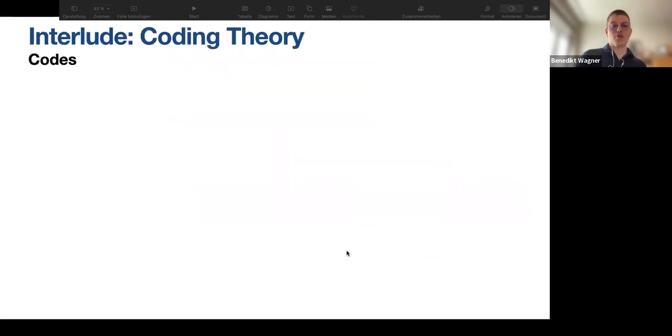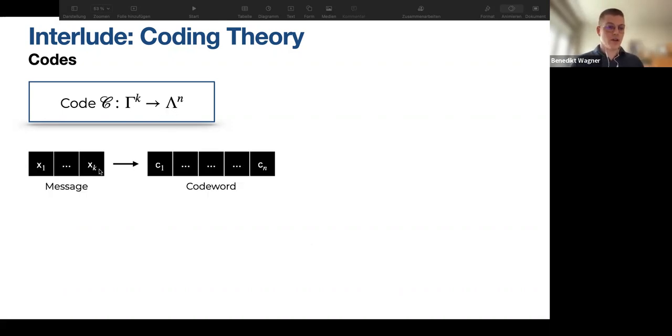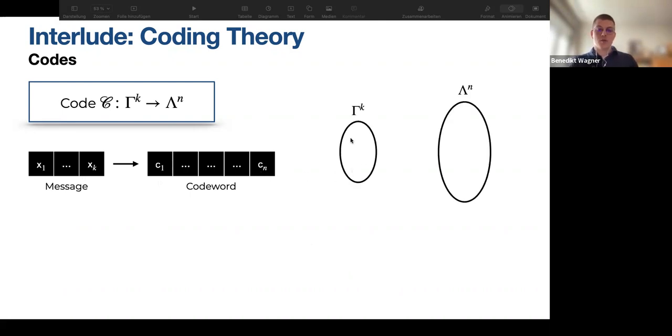So the first thing we want to look at is erasure codes. For that, I need to recall some coding theory just to get everyone on the same page. So what is a code? A code is just a mapping taking some element from gamma to the k and mapping it to lambda to the n. So how does this look? You take some message, which is k symbols over gamma, and you map it to a code word, which is n symbols over lambda. So you add some redundancy here. You have this small set gamma to the k, and you injectively map it into a large space lambda to the n. And this is your code.